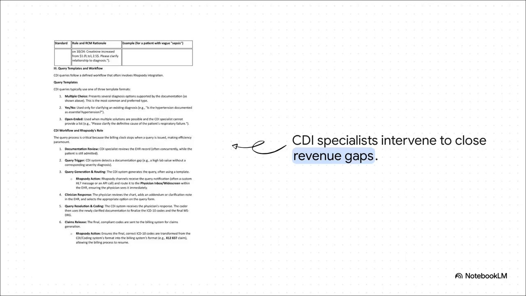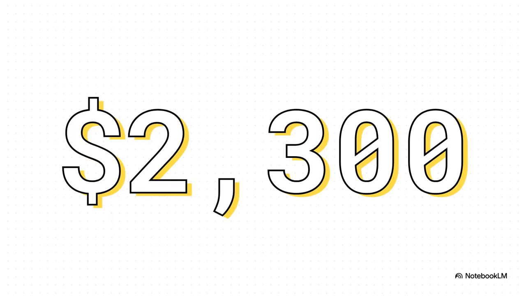When a CDI specialist sees a patient is receiving breathing treatments, but the COPD isn't formally documented as an active condition, they intervene. The system generates a query, often a simple multiple-choice template sent directly to the physician's inbox within the electronic health record. The physician clarifies the record while the patient is still in the hospital. The coder gets the specific text they need, and that revenue gap is closed before the bill ever drops. $2,300. That is just a single example. One patient, one missing comorbidity, one unseen revenue leak.